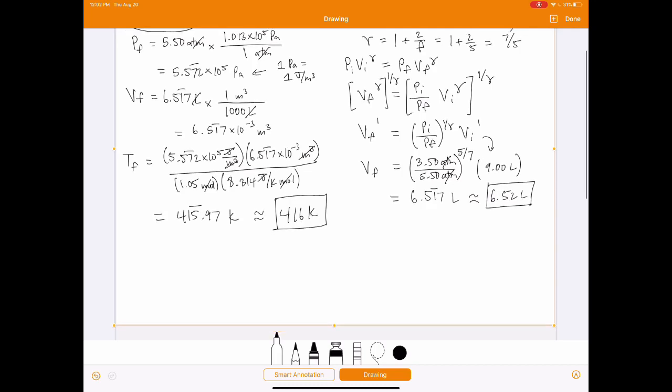And if we wanted to put this in degrees Celsius, remember how this would work. We would take 416, subtract 273, and we would get about 143 degrees Celsius. Okay?